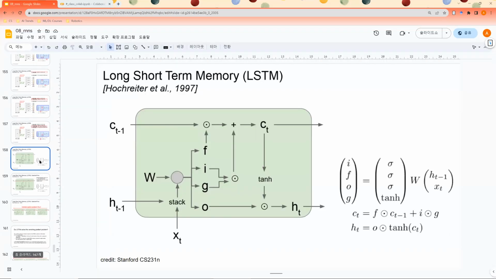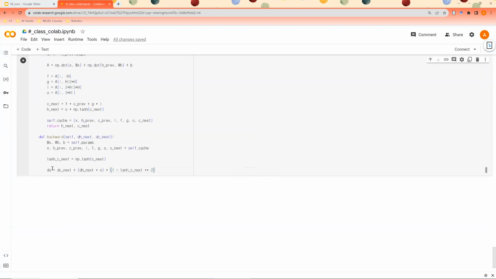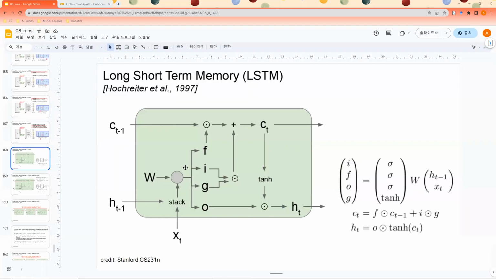Let's have a look at this one. So what we are doing is calculating the gradient at this point. C next comes here, H next comes here. Okay, so that's what ds is about. After calculating ds, we can calculate dC prev. That's simply ds times F. dI is ds times G. I, G, they are exchanged when calculating gradients. F, O are here. So think about this image first.